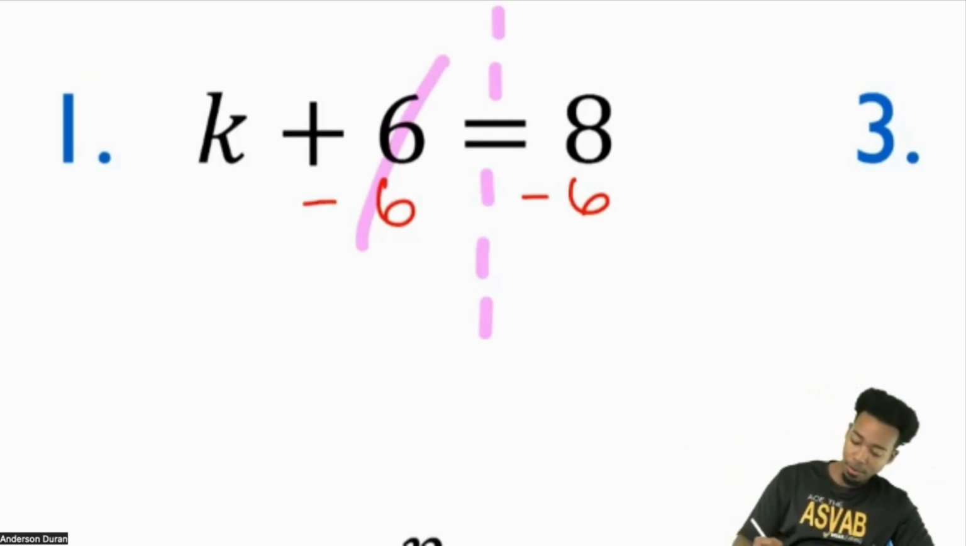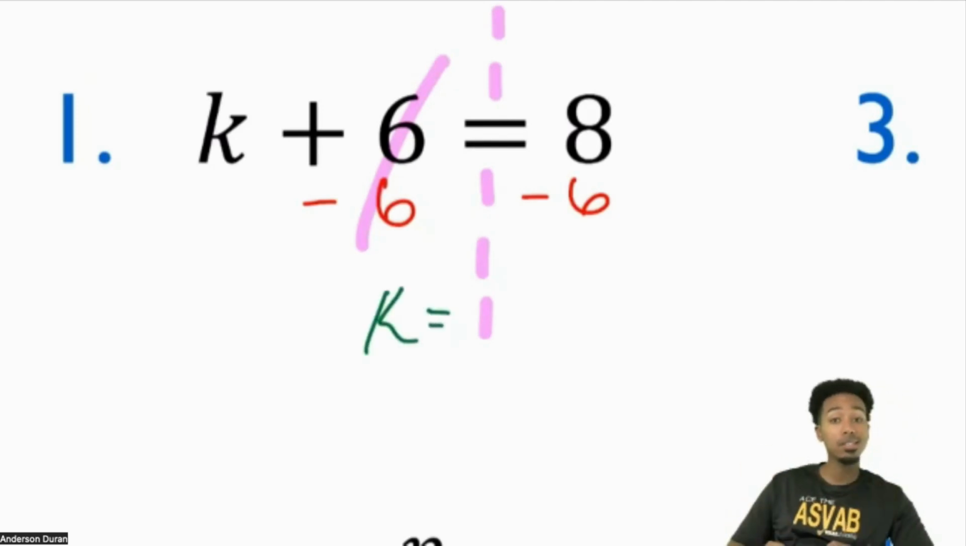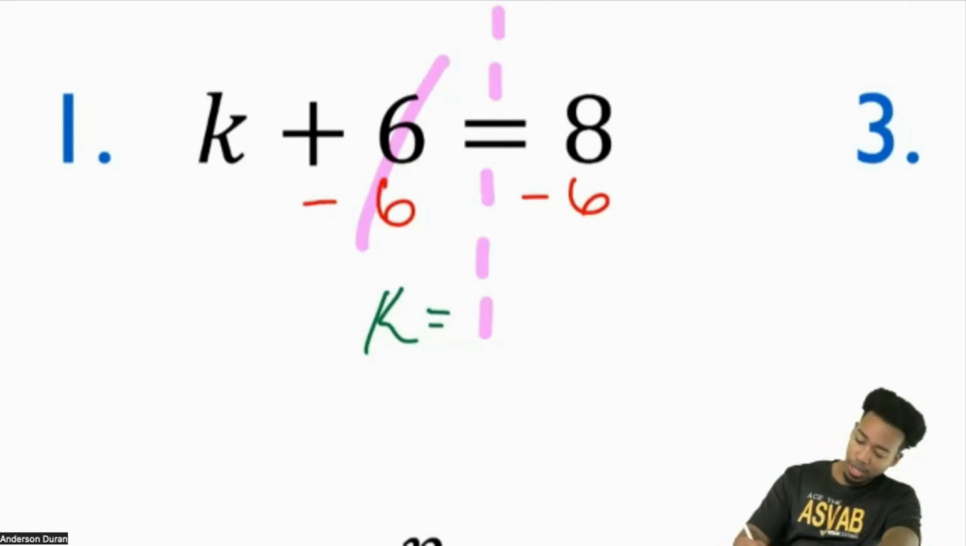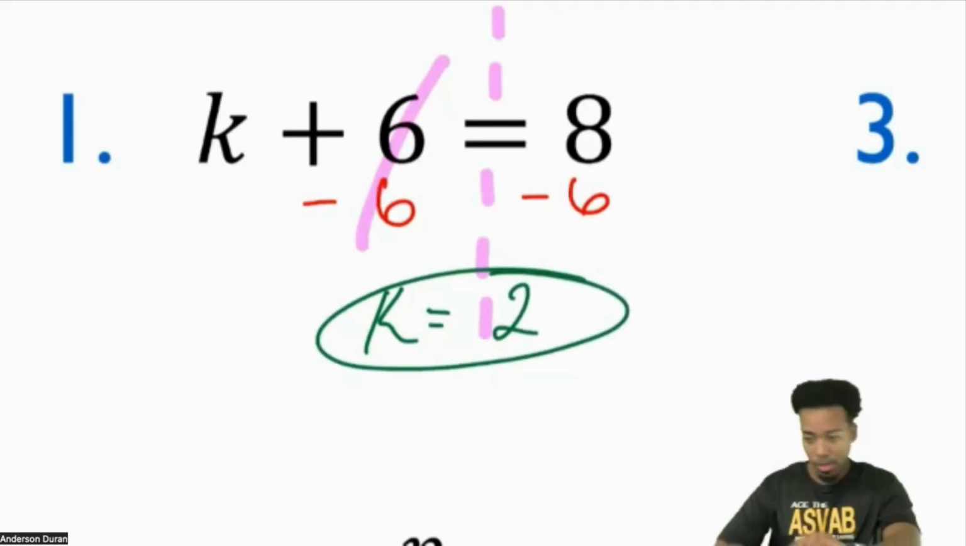And now we have our final answer, which is k equals whatever 8 minus 6 is. I'm not good at math, guys. What's 8 minus 6? Thank you, 2. Appreciate that. k equals 2.